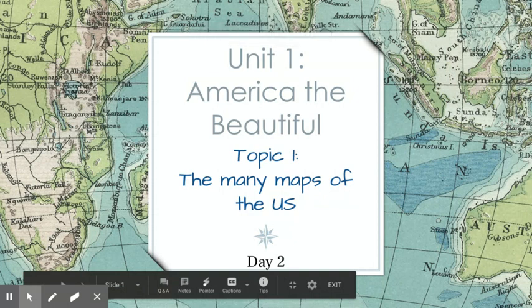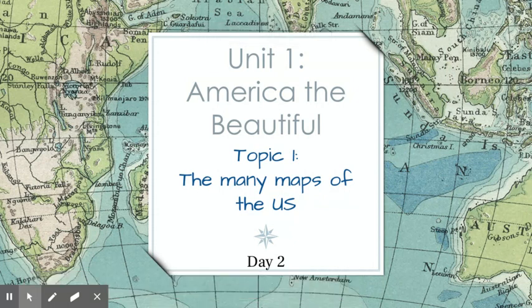We're in Unit 1, America the Beautiful, and we're in Topic 1, the mini maps of the U.S. Yesterday, we went over various types of maps. We looked at 6 different maps to tell the similarities and differences between them. It could have been colors. It could have been the information on the map. It could have been a world map, a U.S. map, all sorts of things that we looked at yesterday just to kind of get our brains geared towards what is this map telling us and how can I read it.